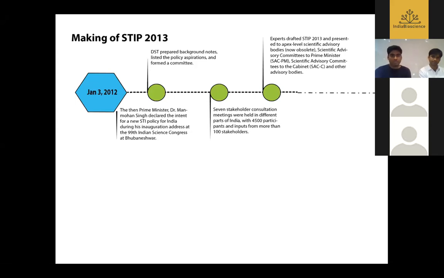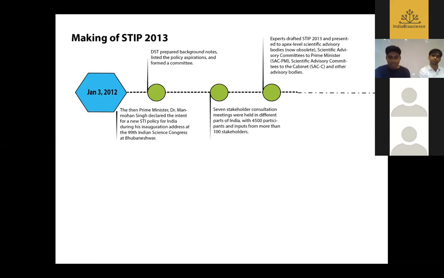Then DST prepared the background notes from those intentions, and they were given to the identified chair. The chair was identified, the committee was formed, and stakeholder consultation happened seven times in seven different places. More than 4,500 participants gave their comments, feedback, and questions on the policy drafts. These stakeholders came from various sections: government, industry, academia, and non-governmental organizations. Then the draft is presented, and this is something we did not mention in the previous slide: once the draft is finalized, there are apex bodies for STI policy making in India.